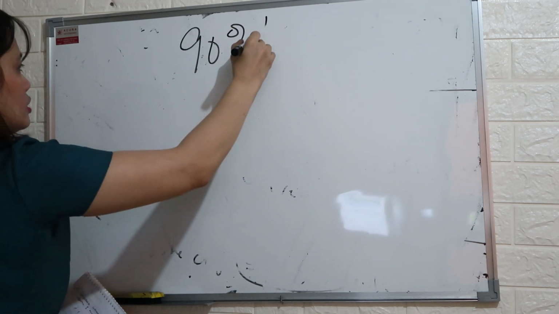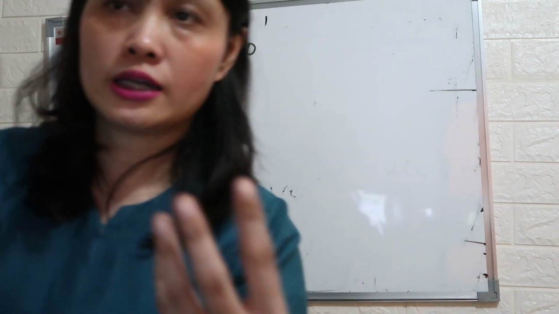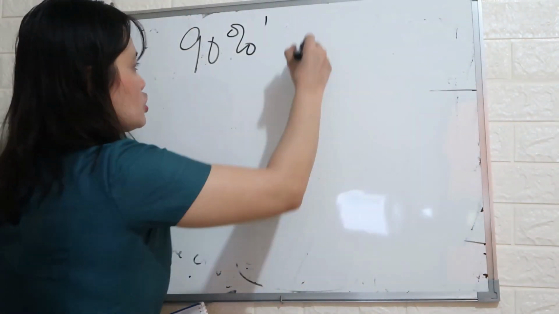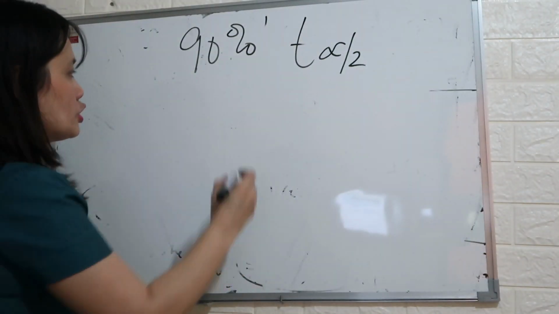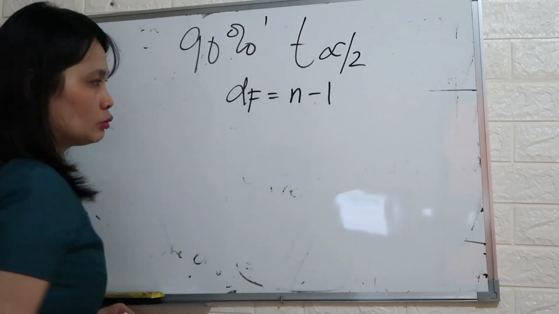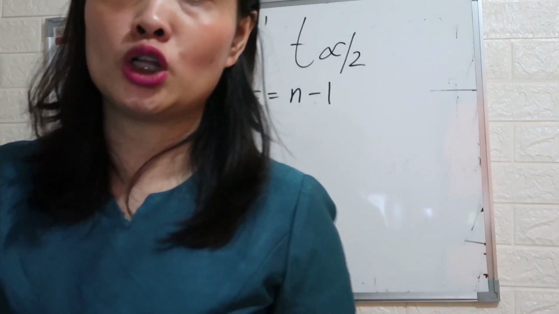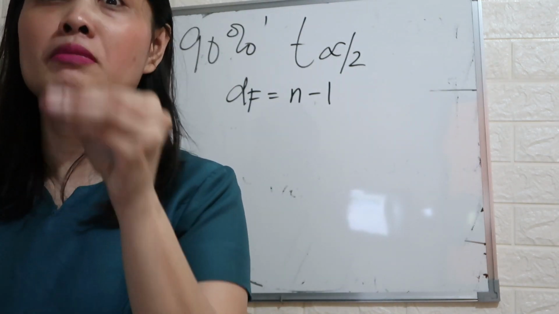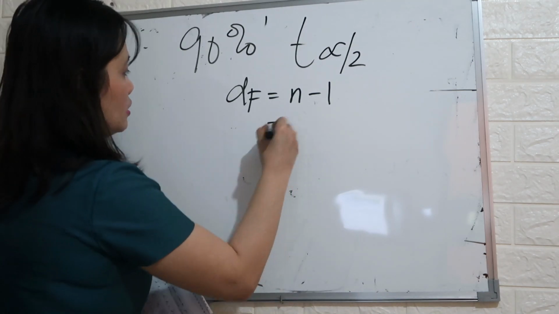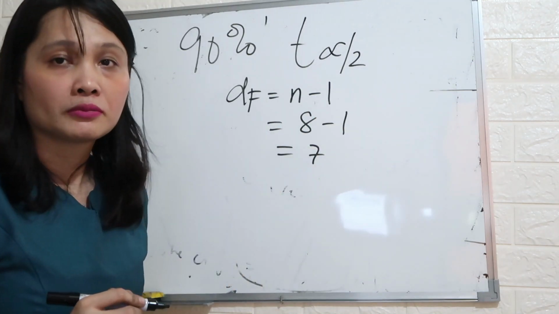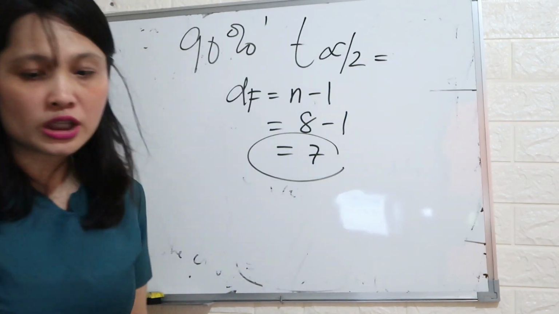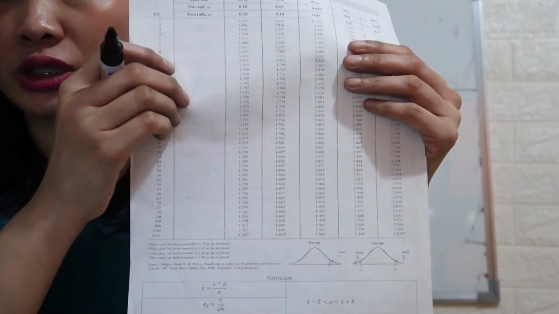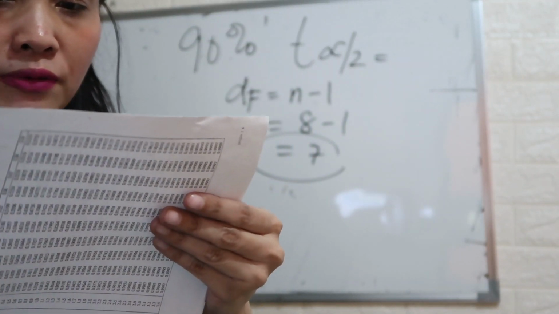So since the given sample size is 8, which is less than 30, we will be using t alpha over 2. Based on the concept, your DF is equal to n minus 1. Why is it n minus 1? Because you only have one sample. It is not a group of samples, just one group, which is 8. So your DF is 8 minus 1, so you have 7. So that's your DF. Your t alpha over 2 with 90%, using the table, 90% and then 7.